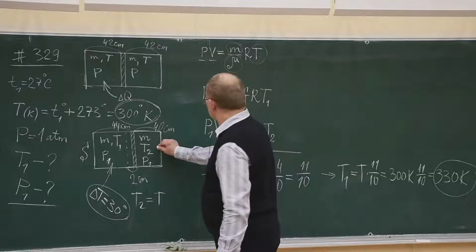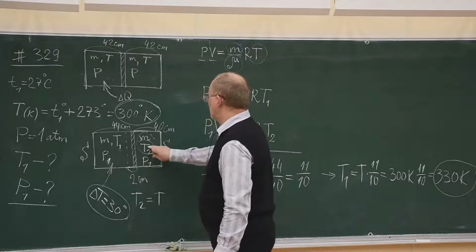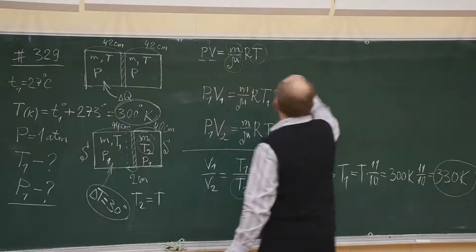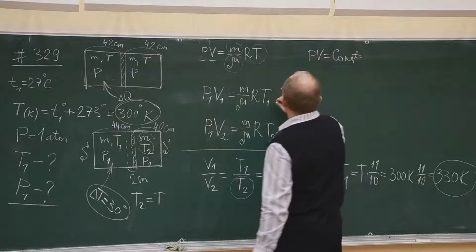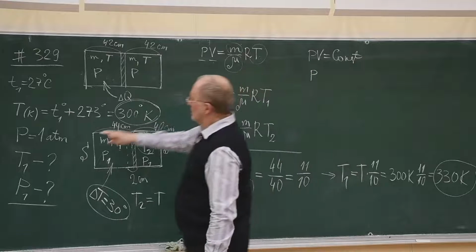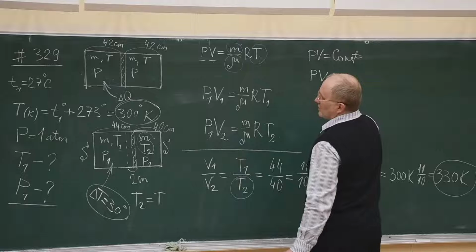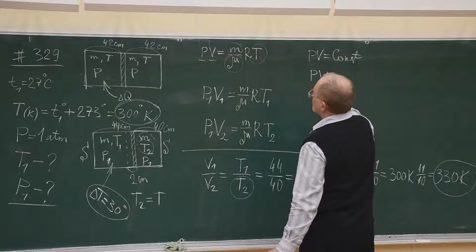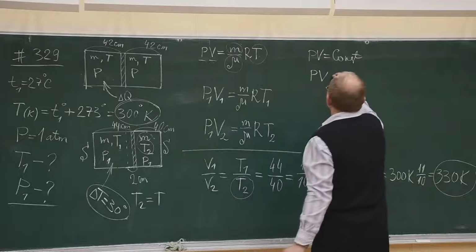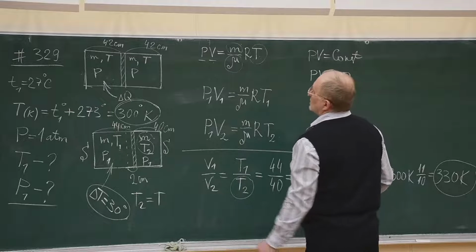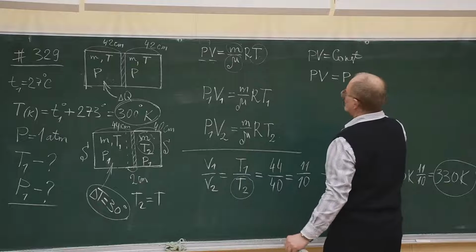So the gas in this part experiences an isothermal process when the temperature is constant. For an isothermal process, we know that if the temperature is constant, then PV is constant. And so the initial pressure is given, 1 atmosphere, and the initial volume is V1, proportional to 42 centimeters. This will equal the final pressure times the final volume.